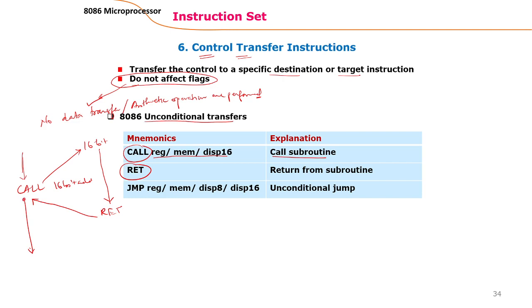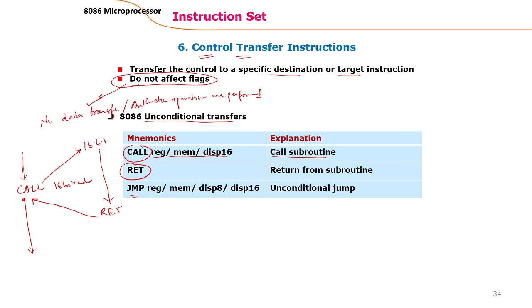Whatever the next instruction is after executing the call subroutine, whatever program is there, after executing this, a return will be there at the end, and that will get the processor back to the next instruction of this call. After the call, whatever the next instruction is, that will be executed.